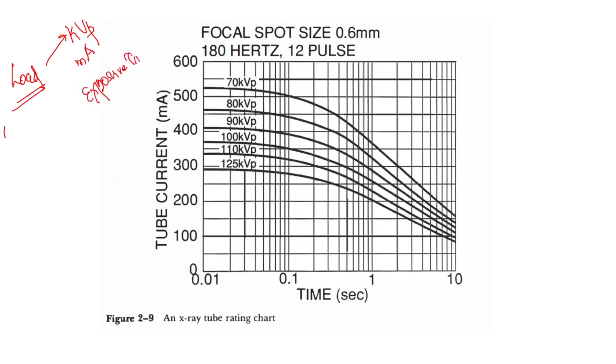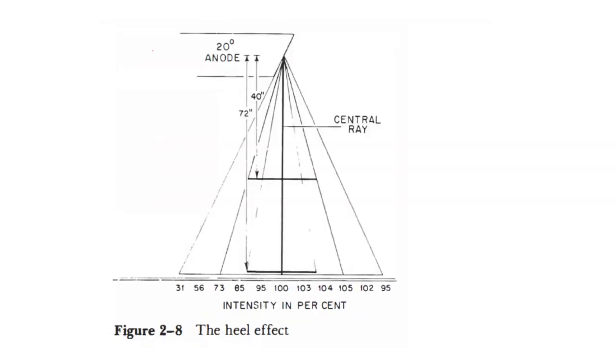So we have a unit which is called as heat unit. Heat unit is an artificial system. So what is heat unit? Heat unit is actually the product of the current, peak voltage and exposure time.